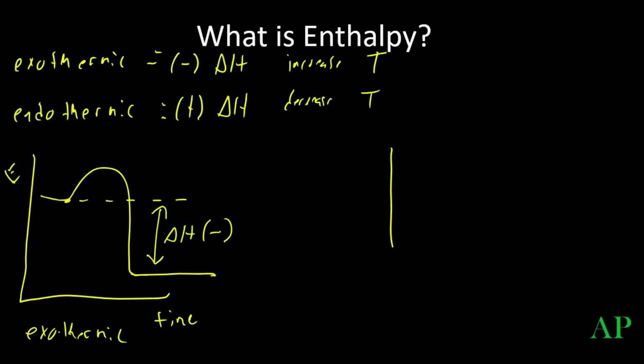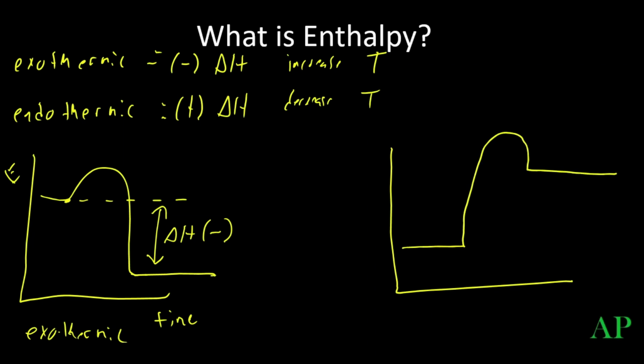On the other hand, if we were to have a graph that starts here, increases, and then its final state of energy is higher than the initial one, delta H is now going to be this change. In which case, the products minus reactants, so that final state of energy minus my initial state of energy, is higher. My change in enthalpy was positive, so this would be endothermic.